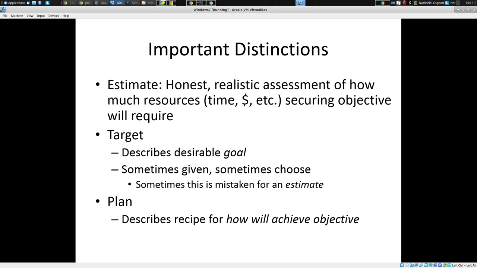I want to make a distinction between guesses or WAGs, which are, and forgive the language, wild-ass guesses. So it's like, what the heck? You know, I think it'll take this. And an estimate. An estimate can be defined judiciously as an honest, realistic, serious assessment of how much resources, and time is the most common one in software, securing some objective, some set of functionality, quality, scope, will require.